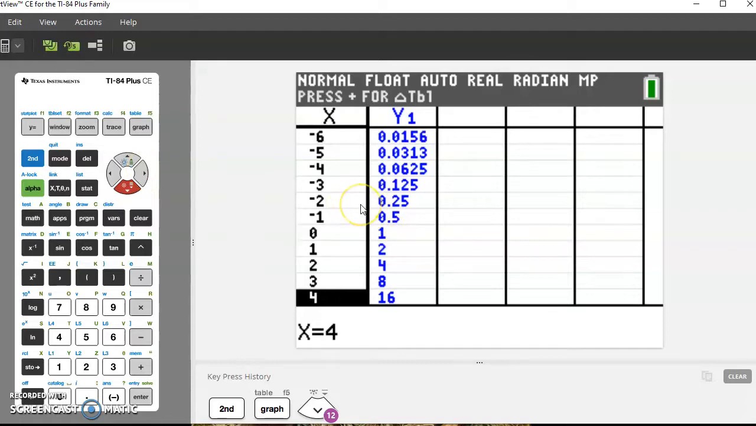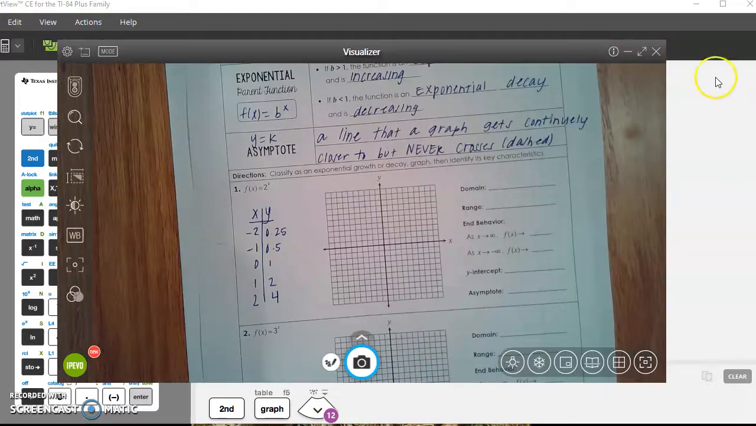So starting at -2, I'm going to go back to my paper. I'm going to write down my points. So at -2, 0.25; -1, 0.5; 0, 1; 1, 2; and 2, 4. So this is what you should have in your table of values.